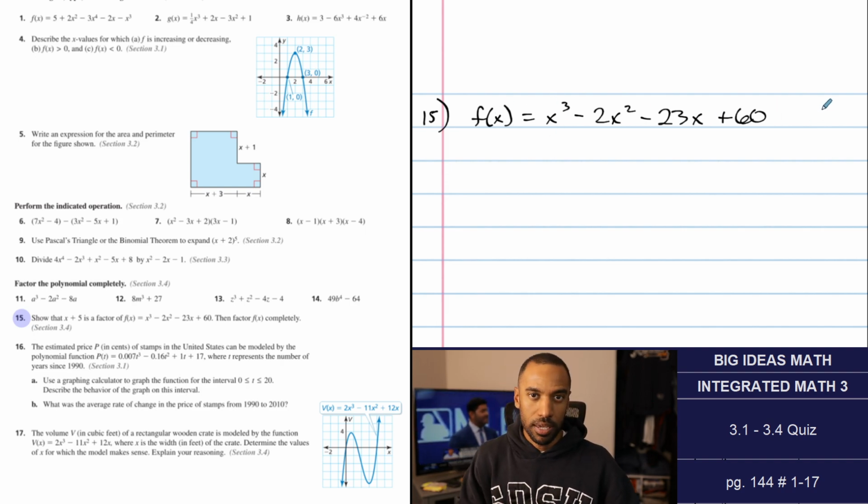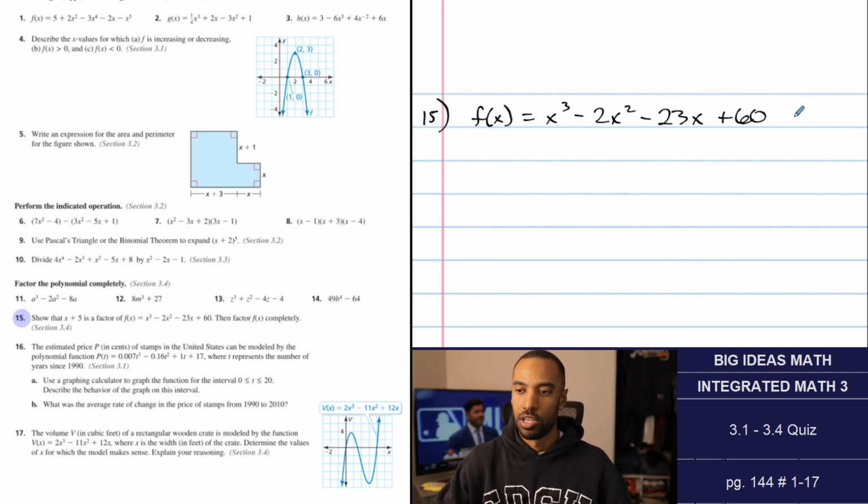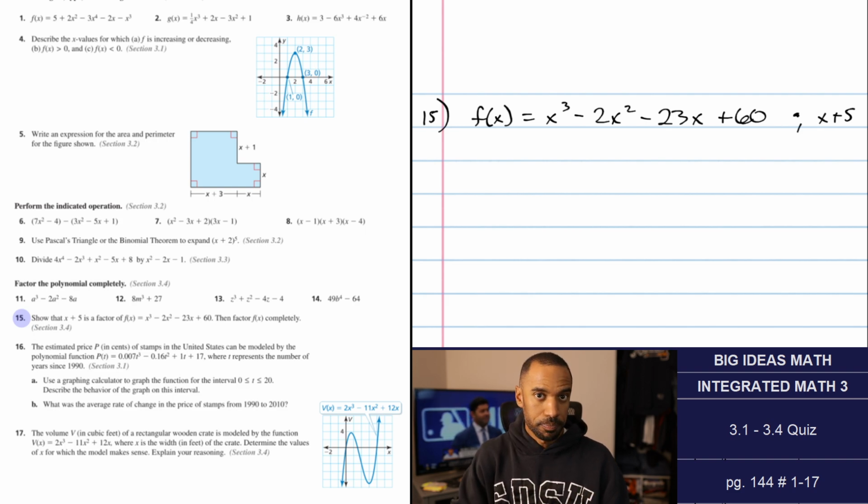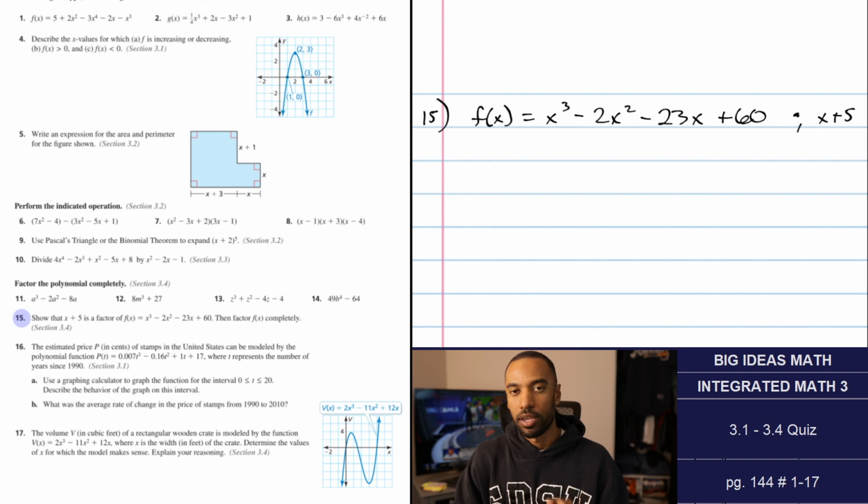Now, they're helping us because they're giving us a factor. They're telling us x plus 5 is a factor, and we have to show it. This is where we can use long division. We can also use synthetic division. Now, before I go to synthetic division, let me show another way that you can show this thing's a factor.